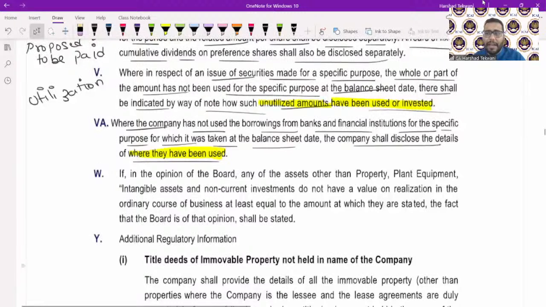Any doubt guys till now? Any doubt? Okay. And remember guys, this VA1 is an amendment which was not present earlier. Okay.